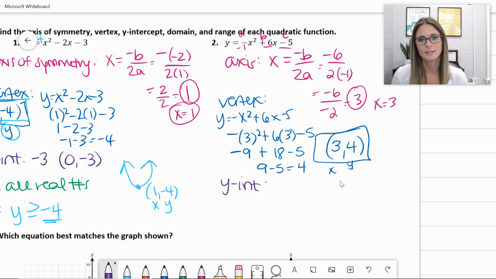Y-intercept. It's just going to be that c value, that last constant in your quadratic, -5, or as an ordered pair, 0, -5. Domain for every quadratic, same answer, all real numbers.